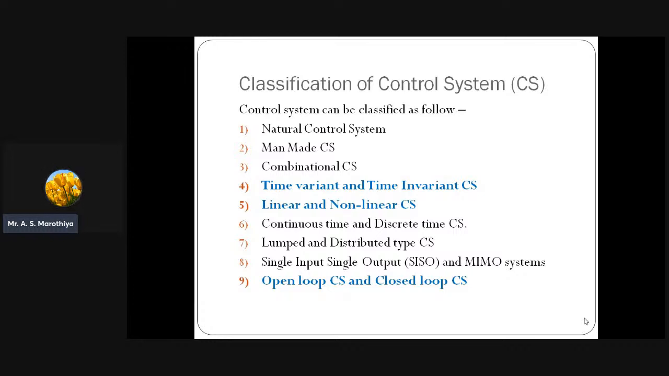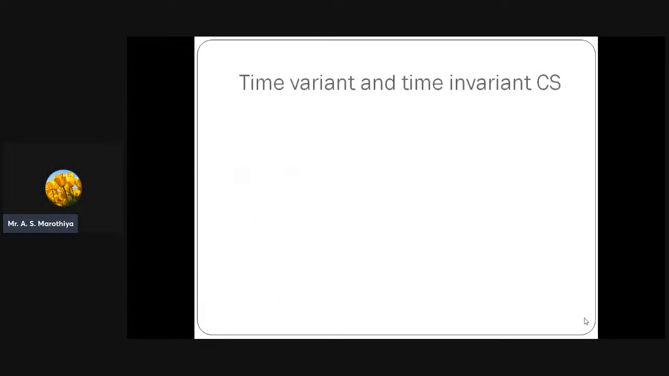In the last lecture, we discussed in detail the concept of time variant and time invariant control system, then linear and non-linear control system. So I told you that time variant and time invariant, this variancy we are going to define with respect to the system parameter.